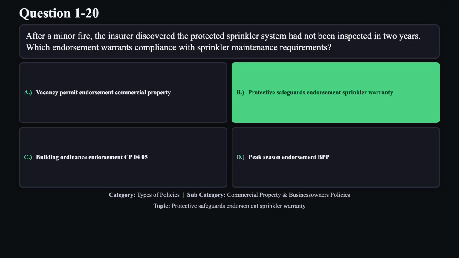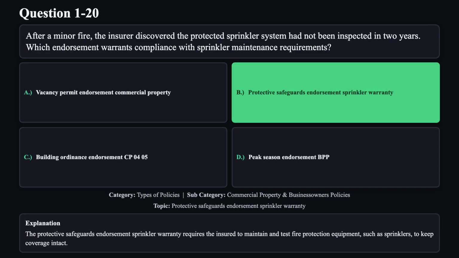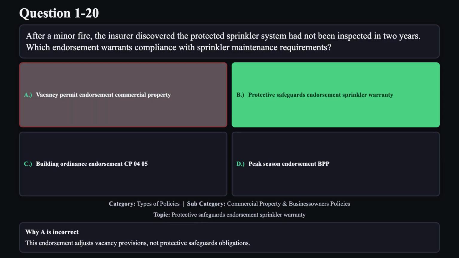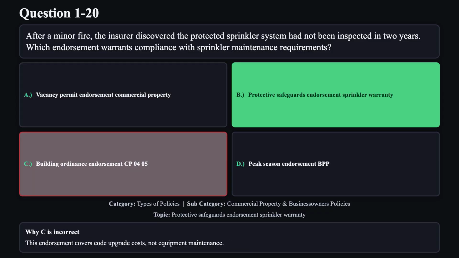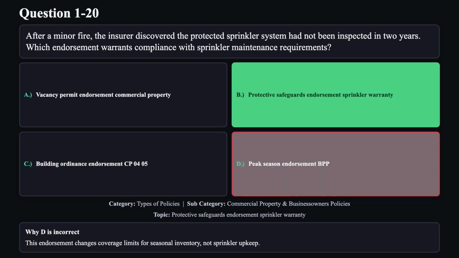The correct answer is B. The Protective Safeguards Endorsement Sprinkler Warranty requires the insured to maintain and test fire protection equipment, such as sprinklers, to keep coverage intact. Reason A is not correct. This endorsement adjusts vacancy provisions, not protective safeguards obligations. Reason C is not correct. This endorsement covers code upgrade costs, not equipment maintenance. Reason D is not correct. This endorsement changes coverage limits for seasonal inventory, not sprinkler upkeep.